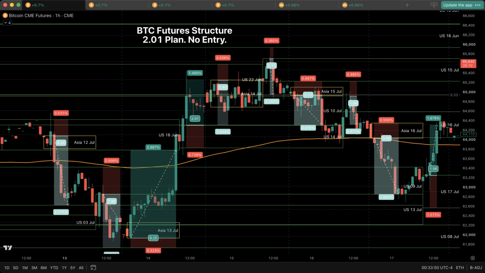July 14th US session forms at June 18th US upper memory. Price breaks above July 10th US upper memory. It moves toward June 22nd US midpoint. The long plan is clear.